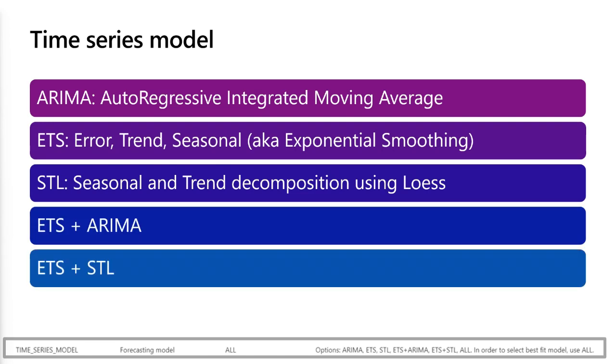These next two options are combinations of models we've already shown. We have ETS plus ARIMA and then ETS plus STL.